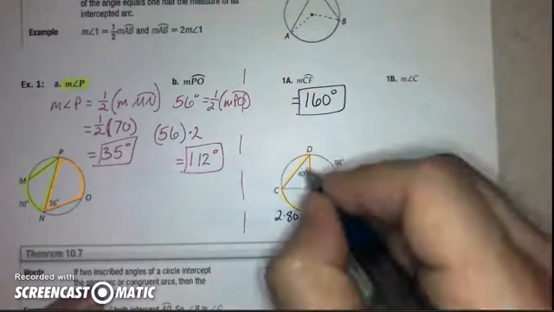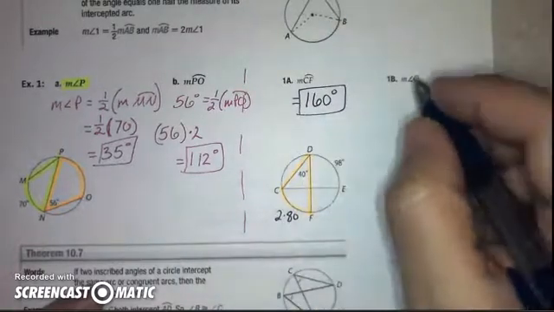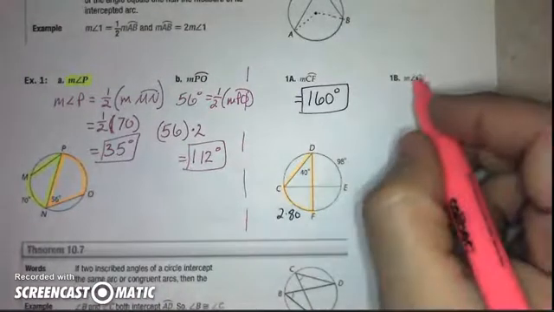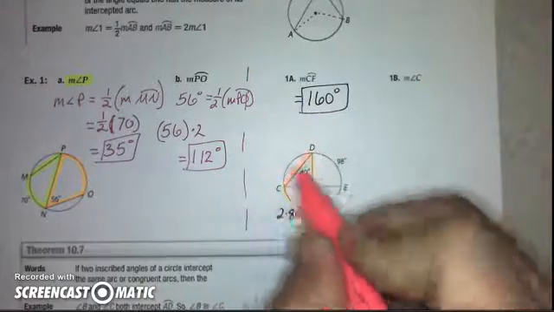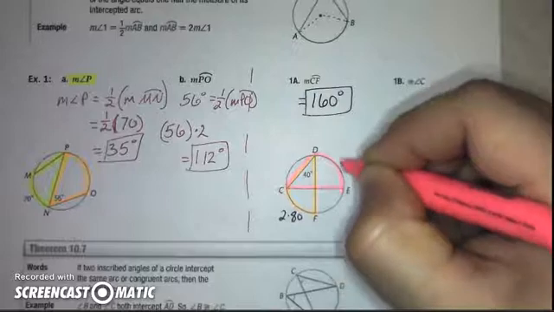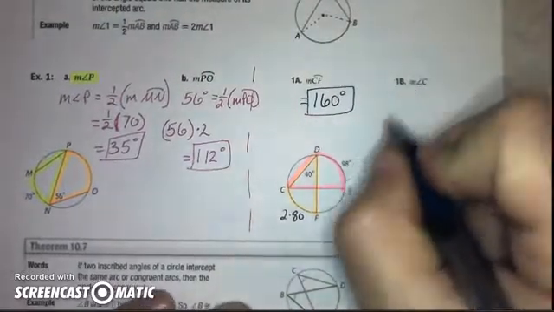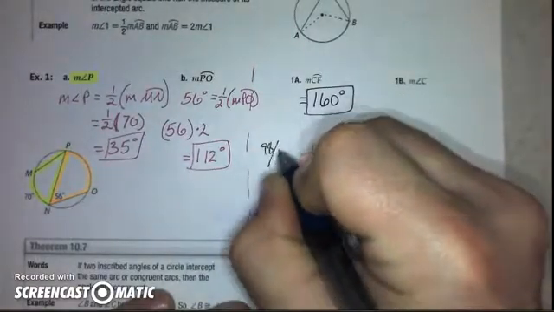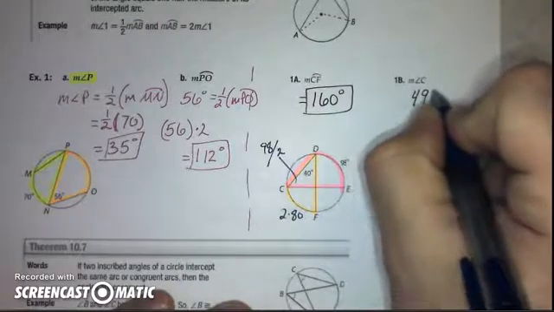So if you know the angle and are going to the arc, you multiply by 2. If we know the arc, as we do in this next part, and are looking for the angle, measure of angle C, we know this arc is 98, so we divide by 2 to go backwards. So the measure of angle C is 98 over 2, and 98 over 2 is 49 degrees.